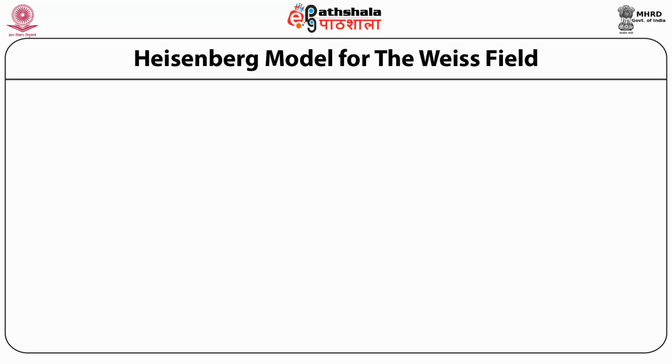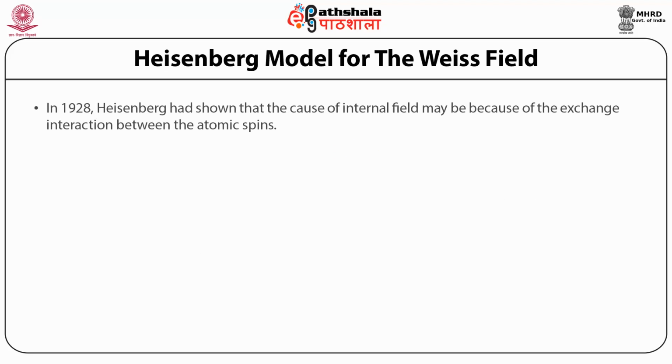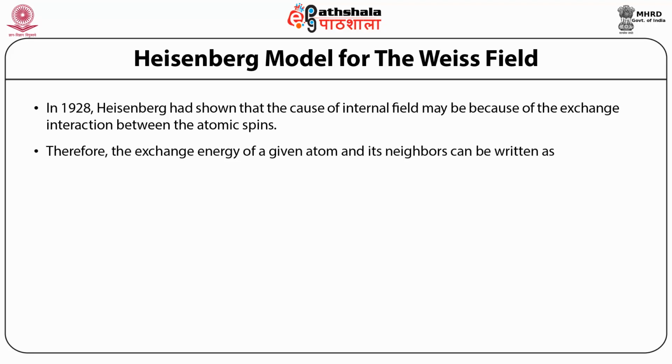That is the Weiss field. Now the Heisenberg model. In 1928, Heisenberg showed that the cause of the internal field may be the exchange interaction between atomic spins. Therefore, the exchange energy of a given atom and its neighbors can be written as U equal to minus 2 J_e summation S_i dot S_j. This J_e is the exchange integral, which is linked with two neighboring spins.